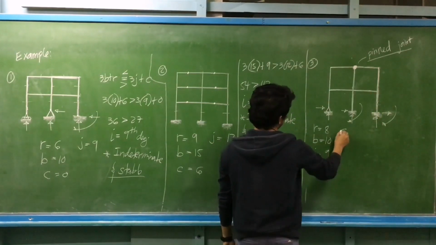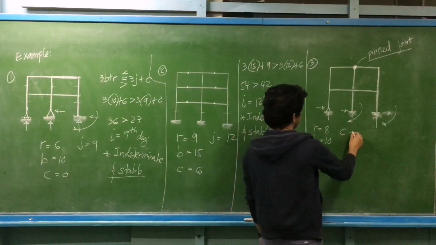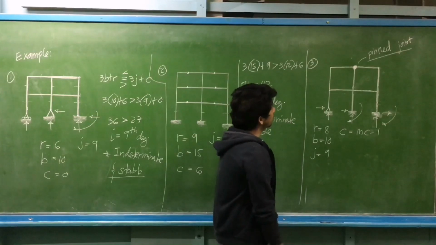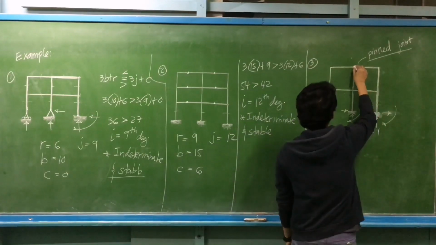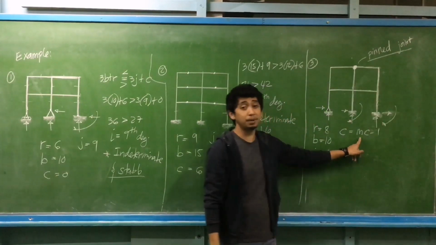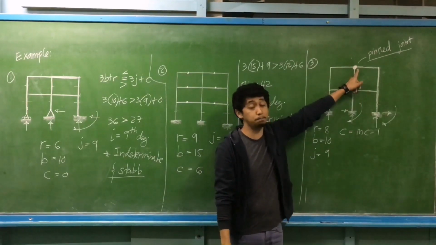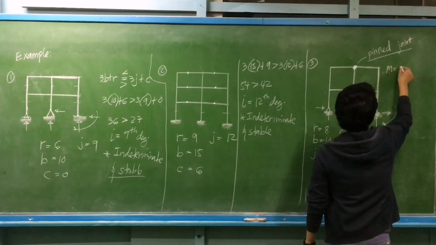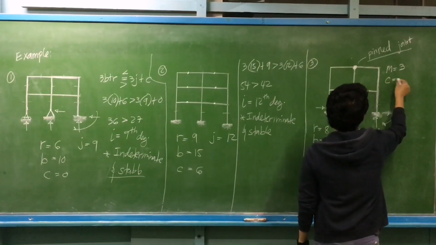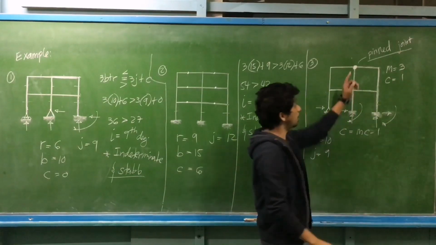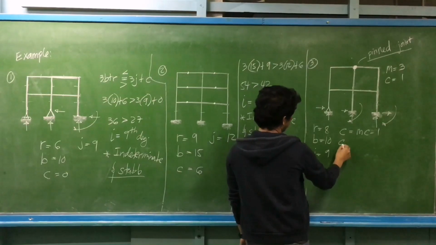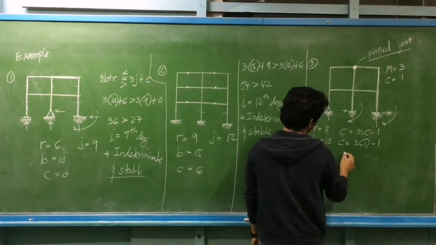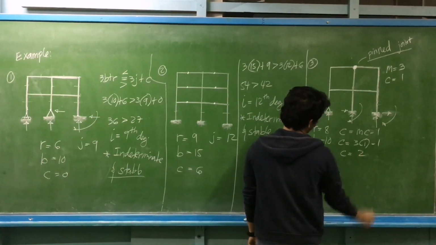The value of C for this case is equal to M times R minus 1. So what is the value of M? How many members are connected in that pin joint? So we have the number of M, we have 3. What is the value of R? That is 1 for a pin. So the value of C will be equal to 3 times 1 minus 1. The value of C will be equal to 2.